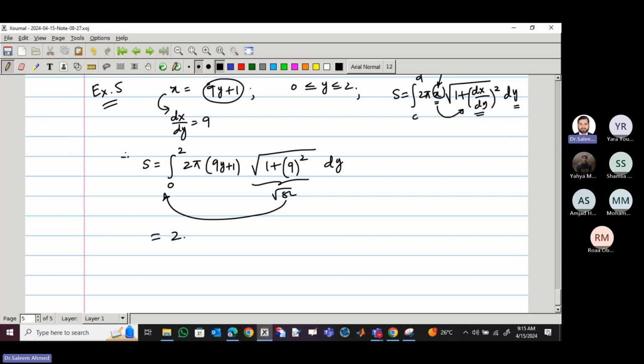So 2 square root of 82 and pi. 2 pi and square root of 82, they are outside. And inside, we are left with only 9y plus 1. So again, very simple integration. 82 is 41 times 2. But anyway, if there is any simplification, you can do that.